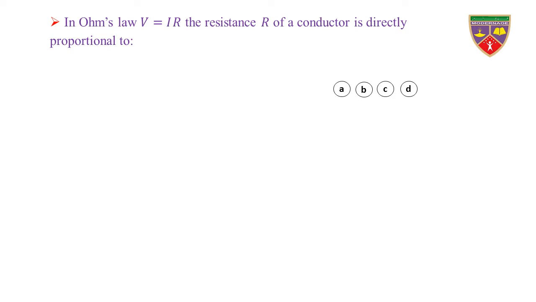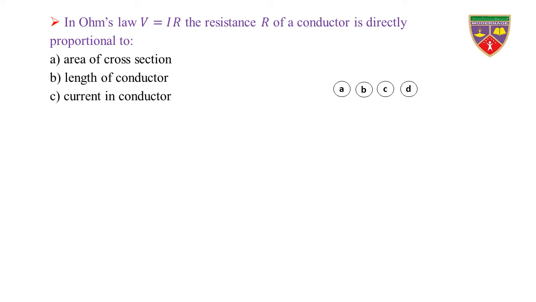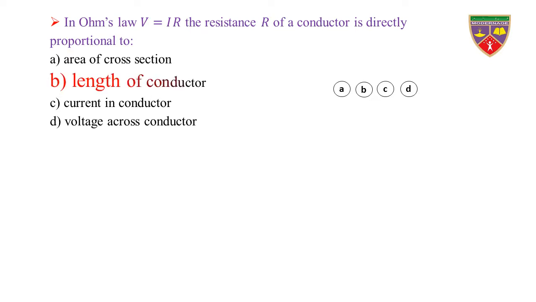In Ohm's law, V is equal to IR. The resistance R of a conductor is directly proportional to option A, area of cross section, option B, length of conductor, option C, current in conductor, option D, voltage across conductor. The key is length of conductor. Therefore, option B is correct.